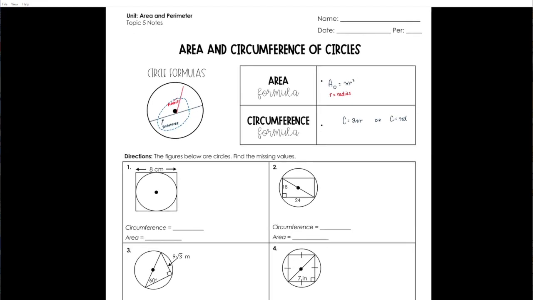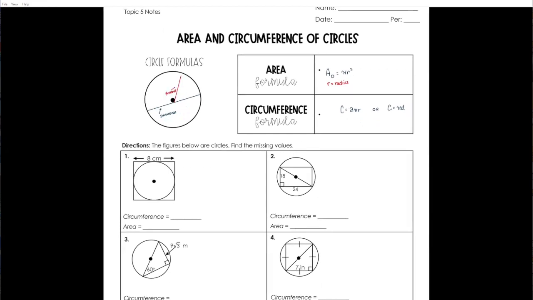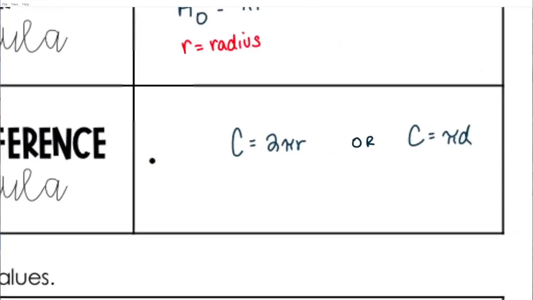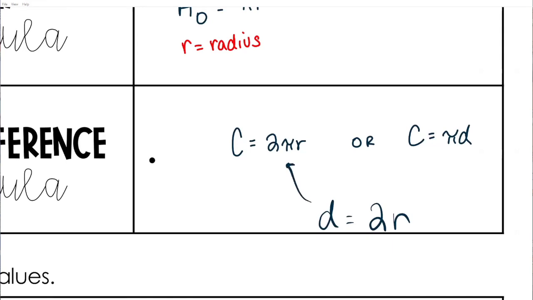Okay, we're good. And then circumference, there's two options. You have circumference equals 2 pi r, or circumference equals pi times diameter. Guys, remember, diameter is just 2 radii. So that's all 2 pi r is doing. That's why there's a 2 pi r, and then the other one is just pi d, because if we have the diameter, we have 2 radii.